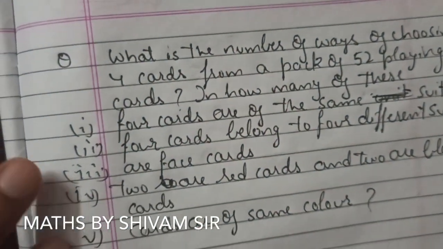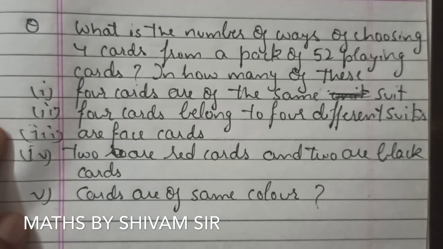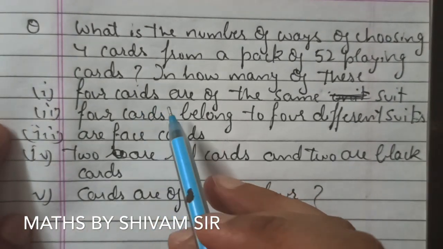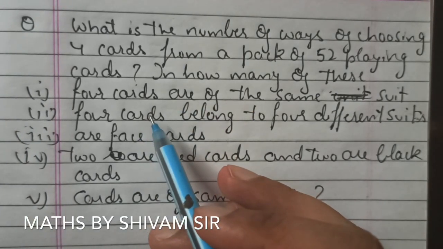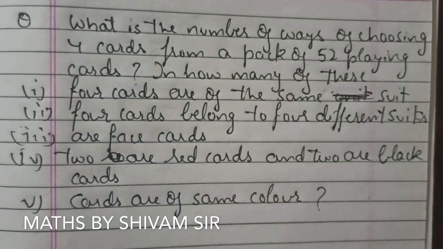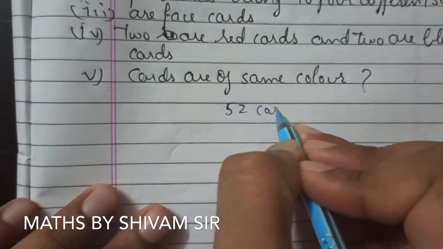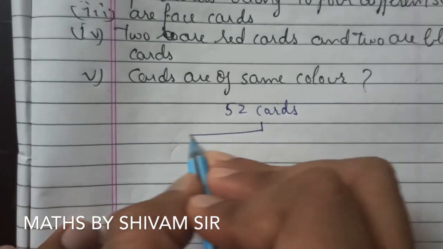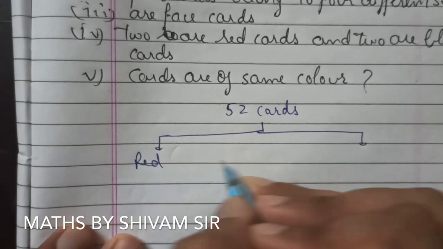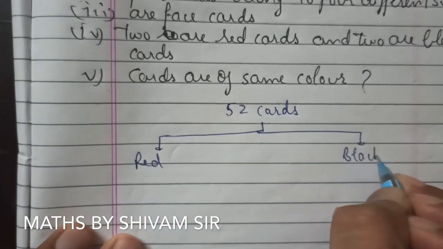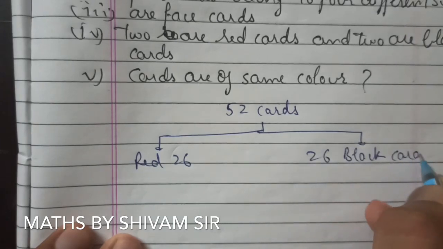So in the next question we have: what is the number of ways of choosing 4 cards from a pack of 52 playing cards, in which all 4 cards are of the same suit? Same suit means how many different kinds of cards? Let me tell you. There are 52 playing cards, right? This is just a discussion we are doing. 52 playing cards are of 2 colors, red and black, right? So 26 red cards and 26 black cards, right?